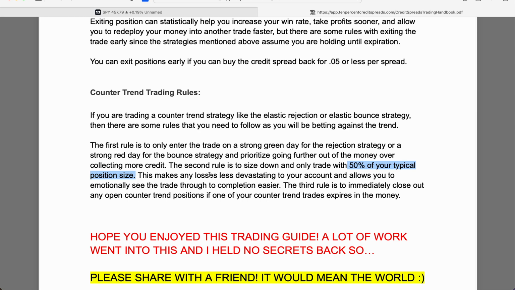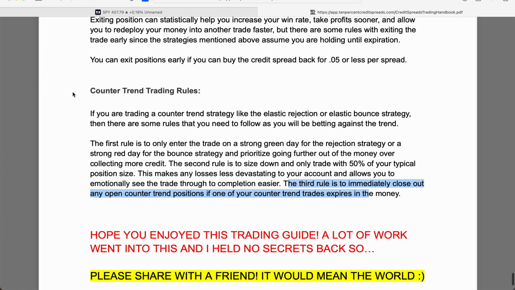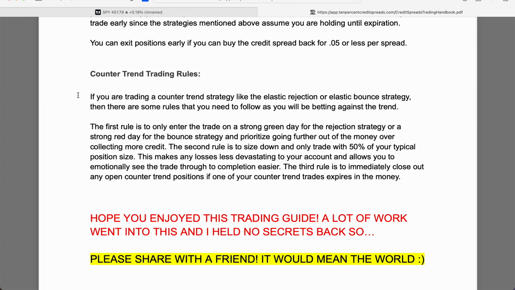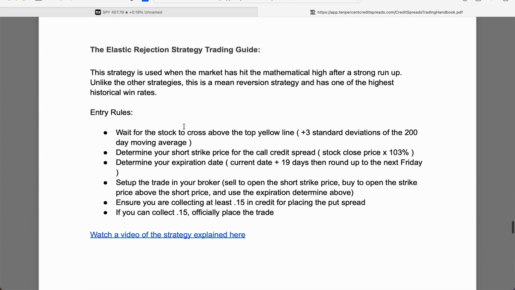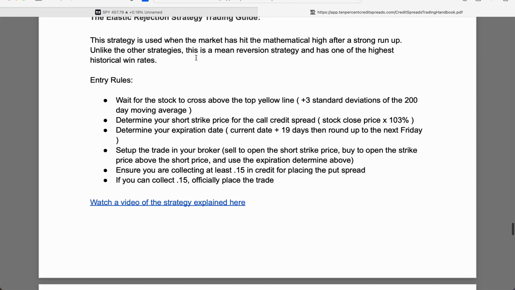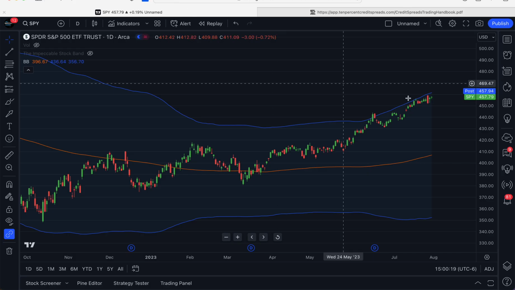All right, next. The third rule is to immediately close out any open counter trend positions if one of your counter trend trades expires in the money. This specifically applies to my specific rules. If you're following my trading rules, which are listed here, and you're a part of the 10% credit spreads community and Trade Ideas Algo membership, again, this is for you, and I'll explain it here.